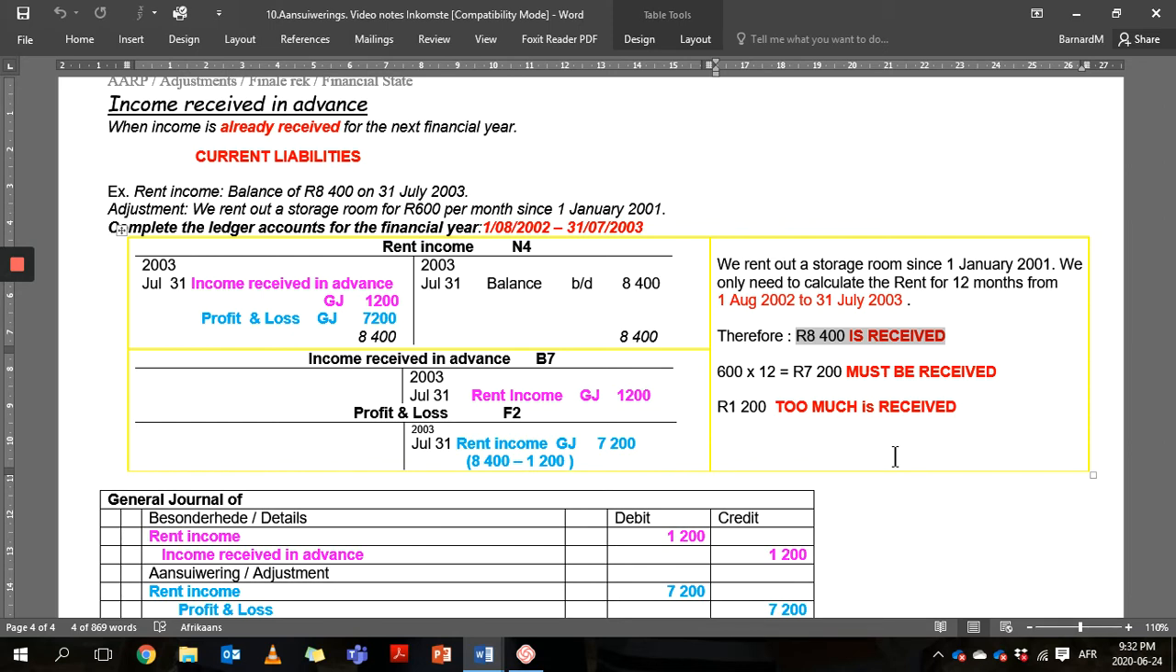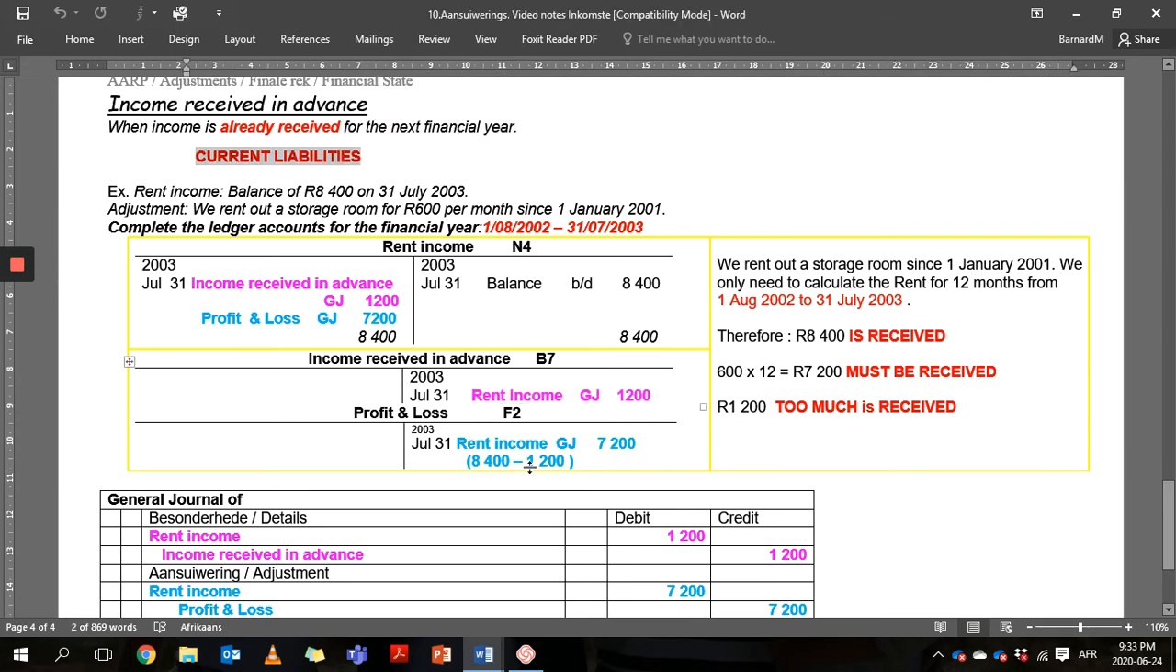We therefore need to subtract that from the rent income account. So we're going to debit the rent income and credit income received in advance. Now, income received in advance is then a new account that's being created, which is a current liability. The reason for that is that we actually can't use this money because this money is actually meant to be for the next financial year. So it's actually for us a liability to already have it in our bank account.